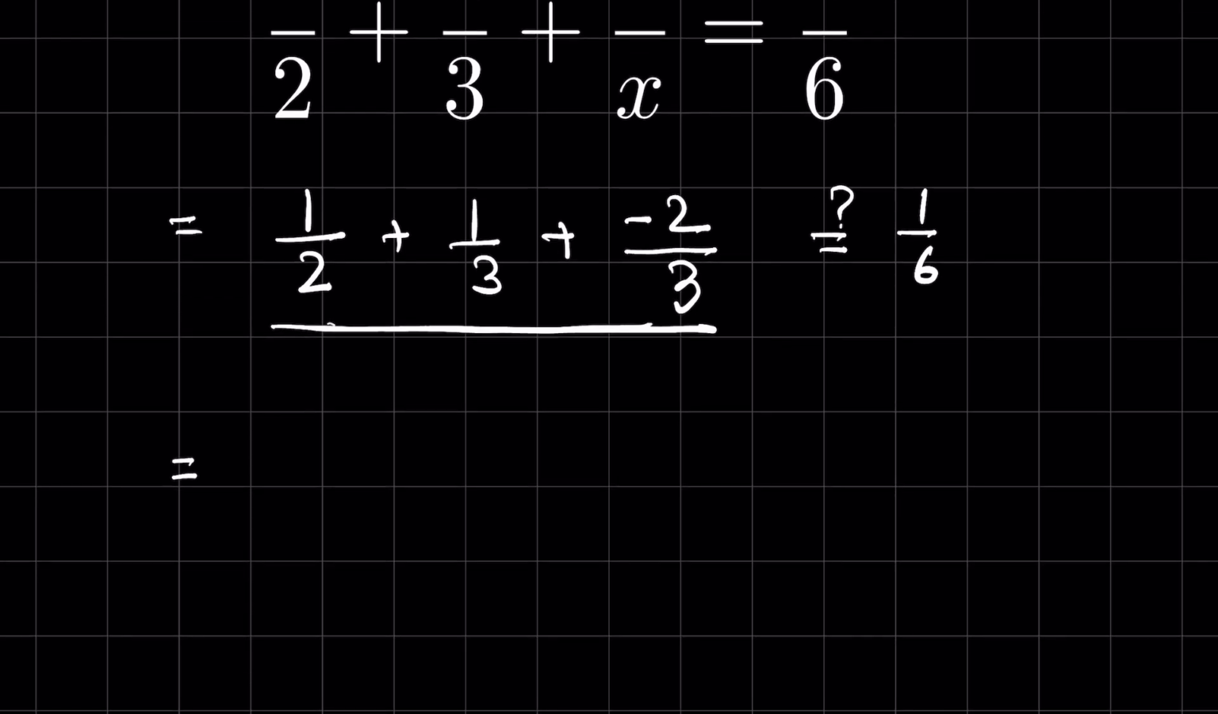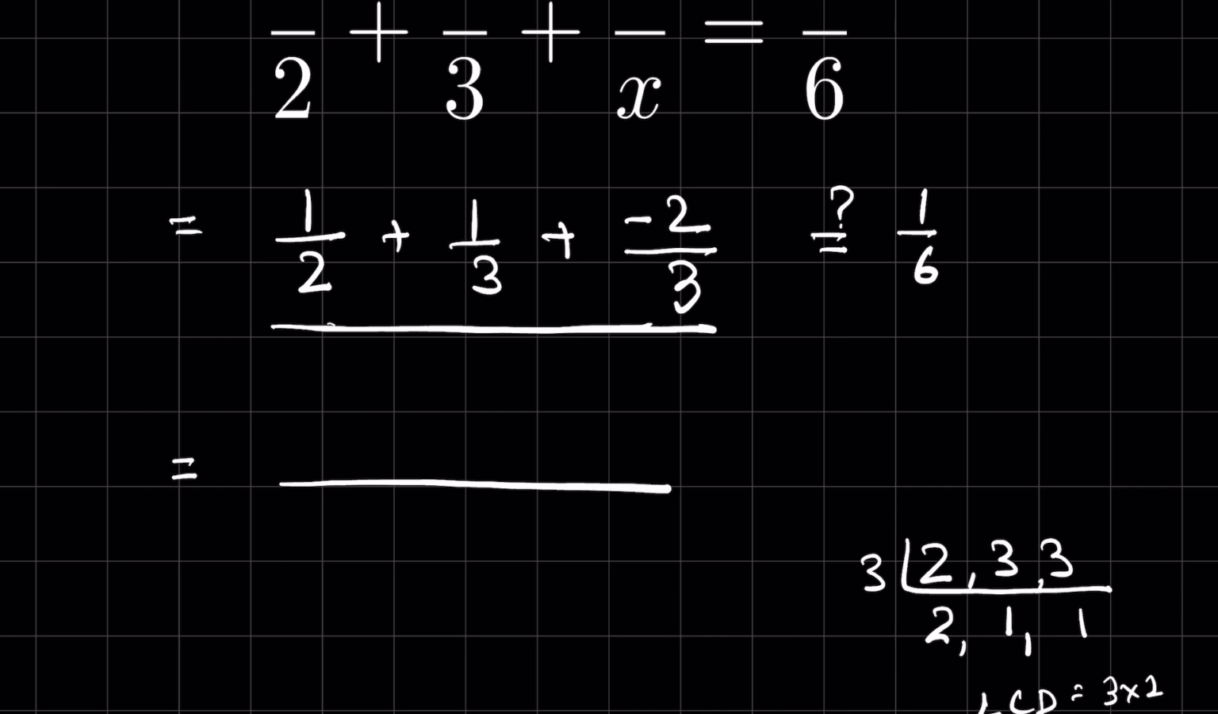Now find the LCD of 2, 3 and 3 by the division method. Here it will be divisible by 3. At least two numbers are divisible by 3. Now write 2 as it is. 3 times 1 is 3. 3 times 1 is 3. LCD will be 3 times 2, that is 6.